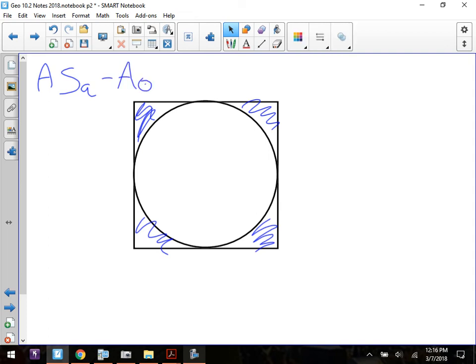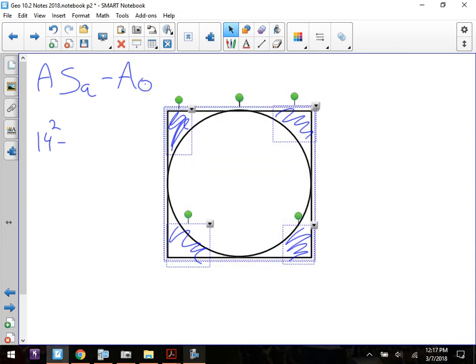Just like Chris just said, our area of the square is just side squared, so it's just 14 squared. Now, if 14 is the diameter of that, what's the radius going to be? 14 is the diameter. What's the radius? 7. Very good.